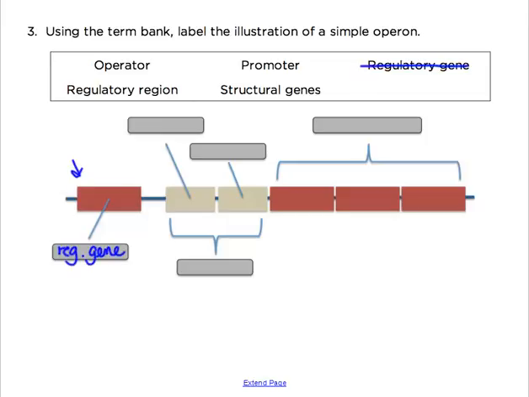So this usually encodes for a repressor, and it's outside of the operon so that its transcription isn't connected to the operon, so therefore it can regulate the operon. Usually it has its own promoter. Okay, the next region, the 2 beige boxes combined, is what's known as the regulatory region. And this includes the promoter and also the operator. Remember, the operator is the on-off switch, and the promoter is where DNA-dependent RNA polymerase binds.